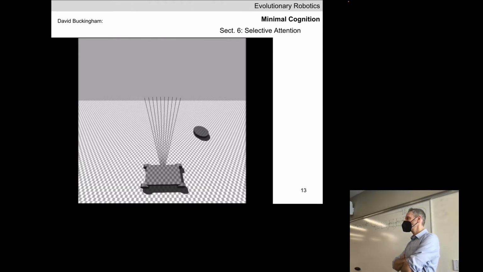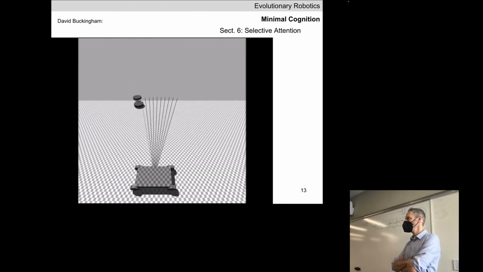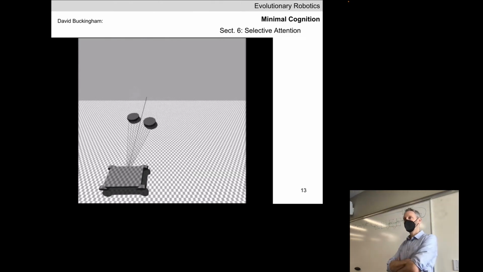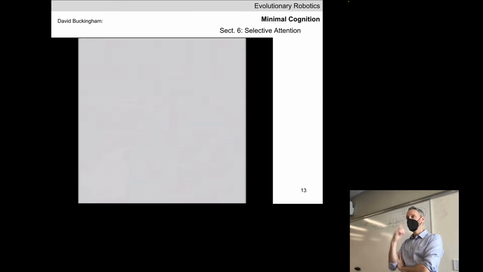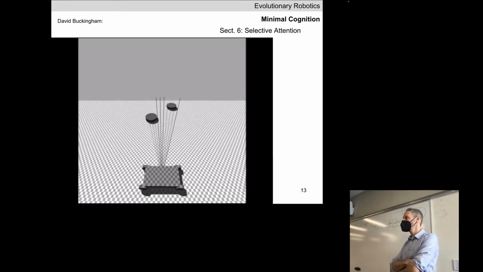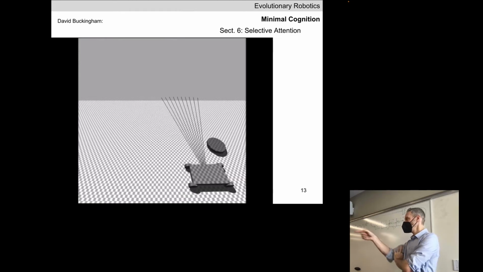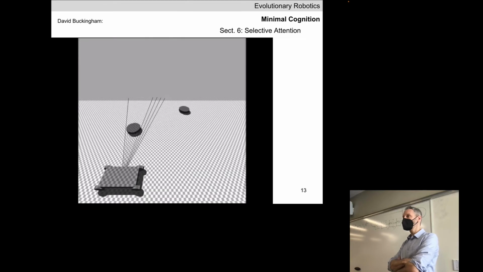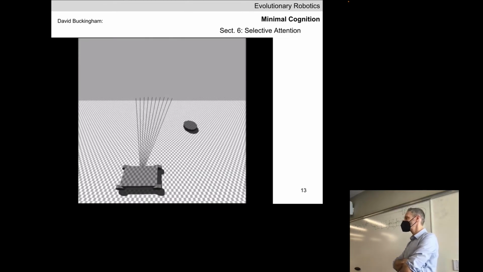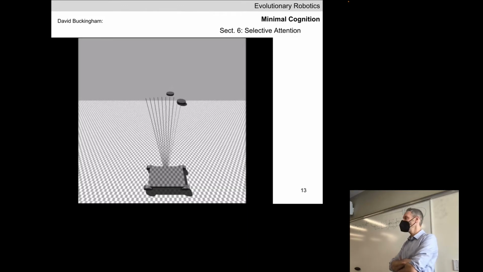What makes this task so difficult? There's several things that make this task difficult. Yep? The sensors don't cover the whole field. The sensors don't cover the whole field. So you have to remember, in this case, so memory is required. Yep. It has to choose which one to catch first. It has to choose, right? So that's the selective part of selective attention. What does it pay attention to and what does it go after?